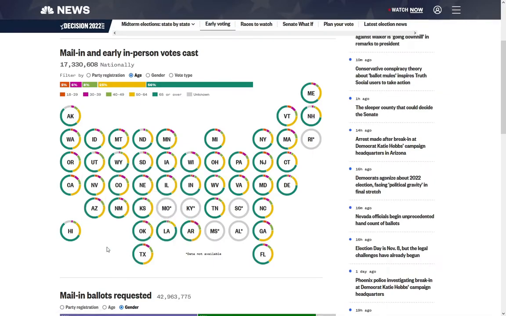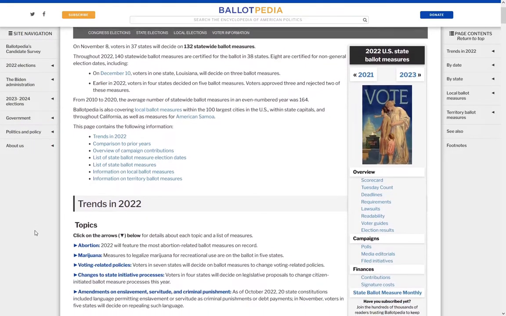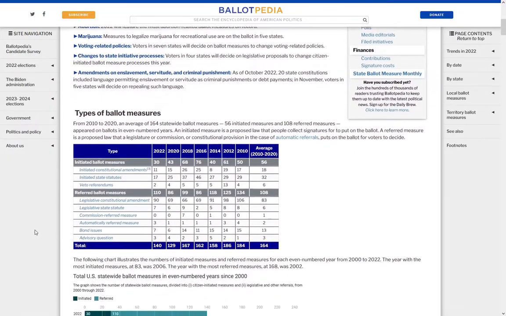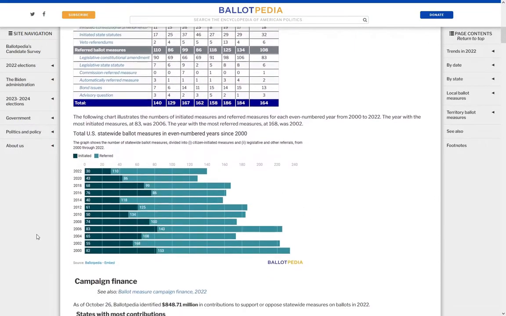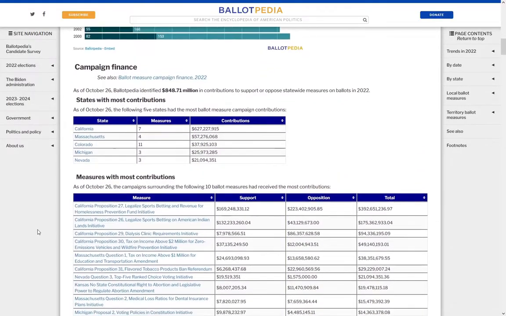But let's move on to ballot measures. I did a whole video on this back in the summer, but Ballotpedia has a really great resource to get all of the ballot measures in all the different states all in one place. And if you scroll down here, you can look at previous years as well. It has the ballot measures with the most campaign contributions involved. And then if you scroll through here, you'll get to see them all for every single state.